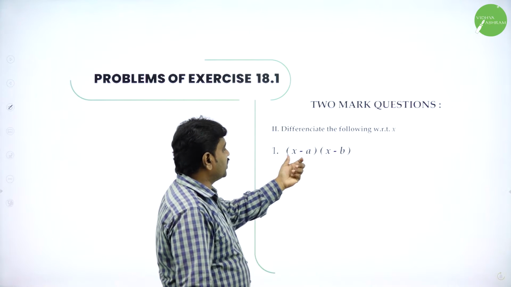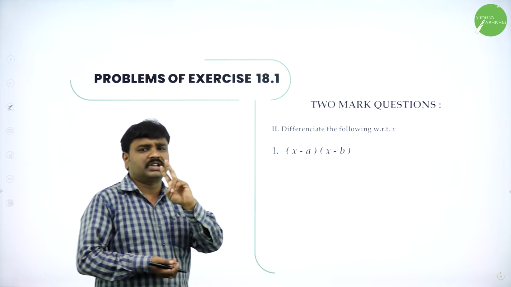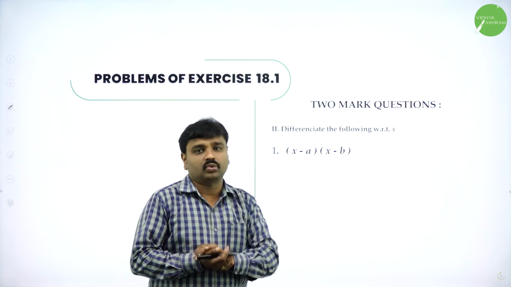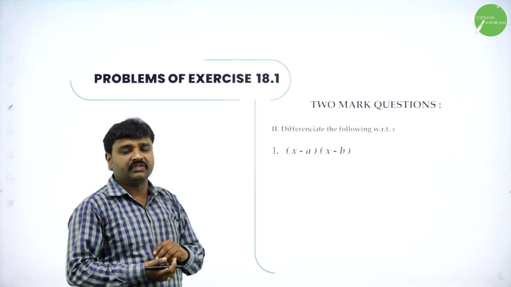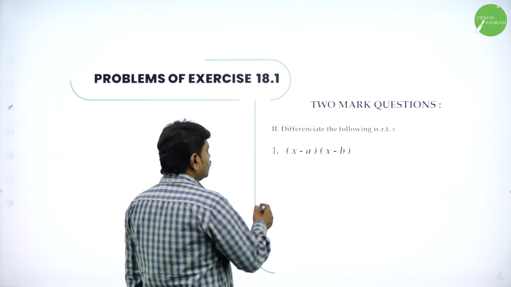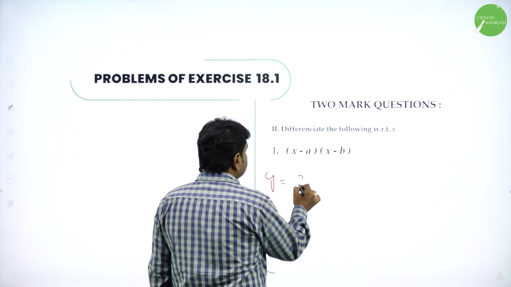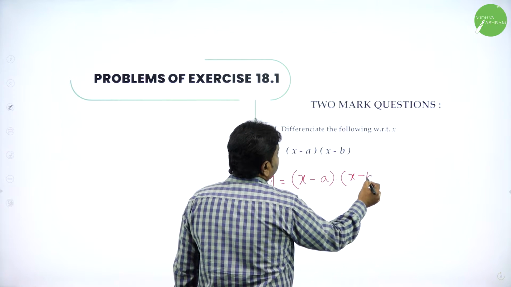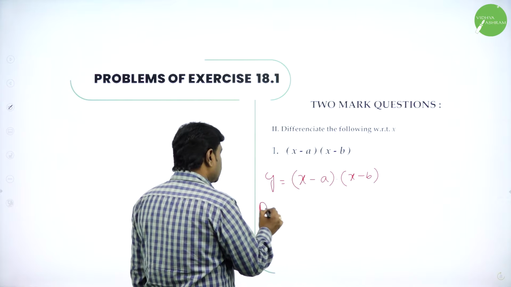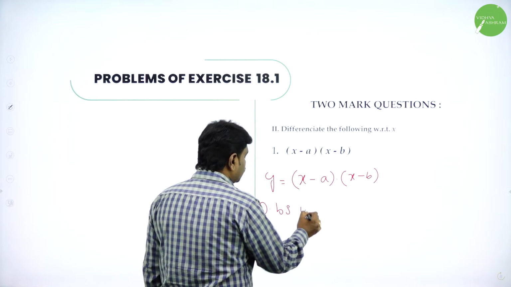Differentiate the following: x minus a into x minus b. You can do it by two methods. One, you can use the product rule. The other one, multiply and simplify and then differentiate. So first, I'll use the product rule. So x minus a into x minus b. You have two functions. So differentiate both the sides with respect to x.